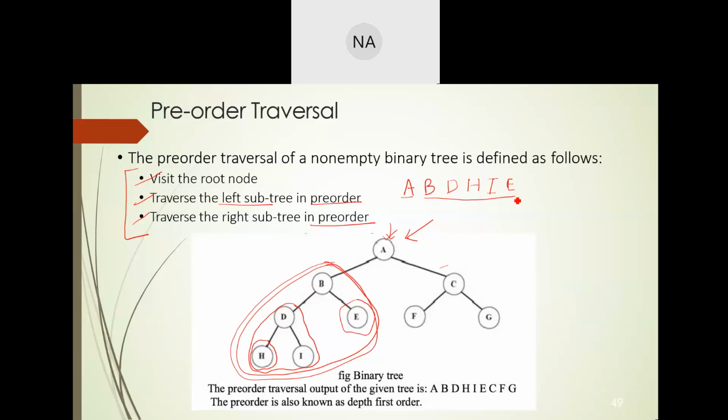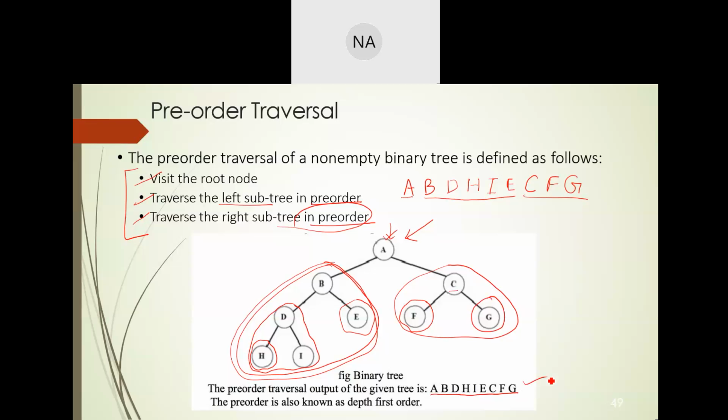Now you will go to the right subtree of the root node A, and this right subtree will also be traversed in pre-order. In pre-order, the root node of the right subtree is traversed, which is C. Then you traverse its left subtree, F, a single node, and then its right subtree, a single node. So this is the pre-order traversal of this binary tree. Let's check: A, B, D, H, I, E, C, F, G.